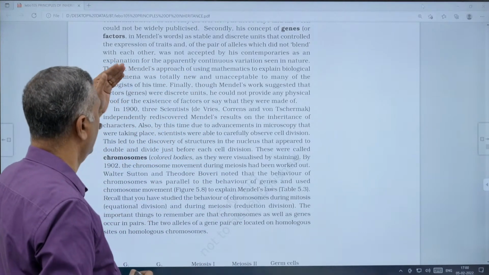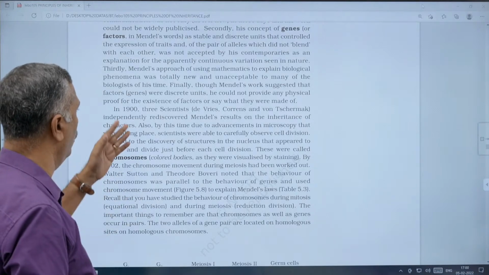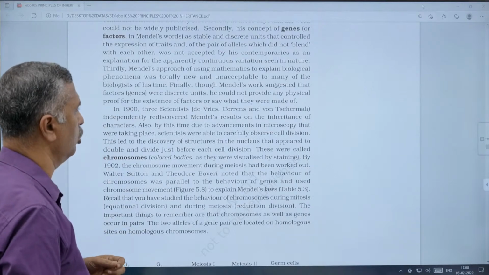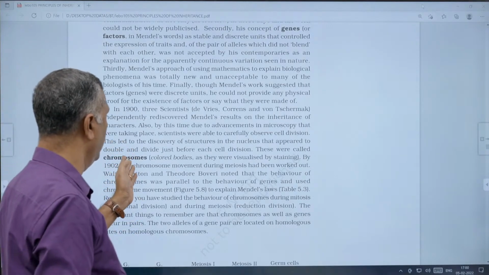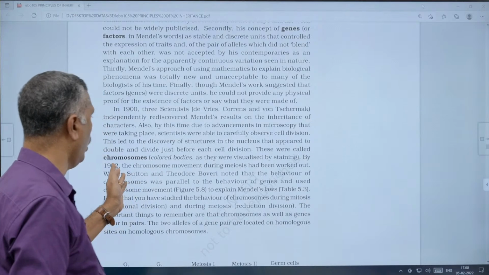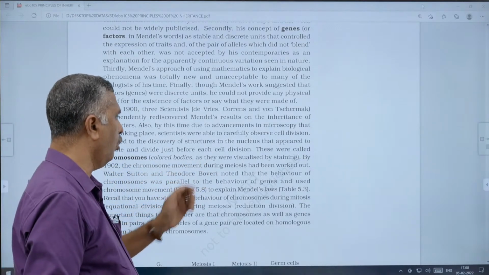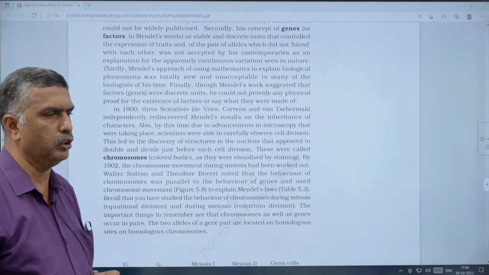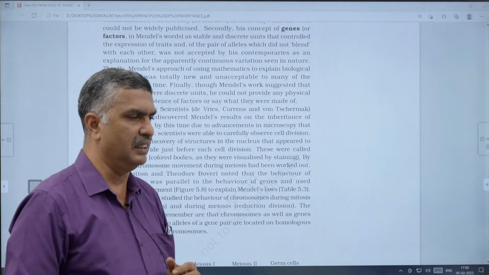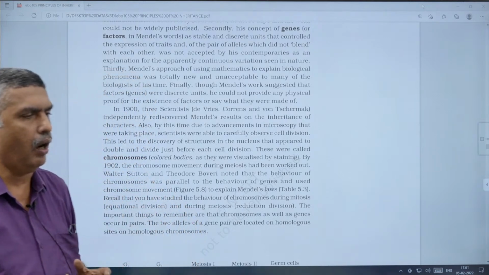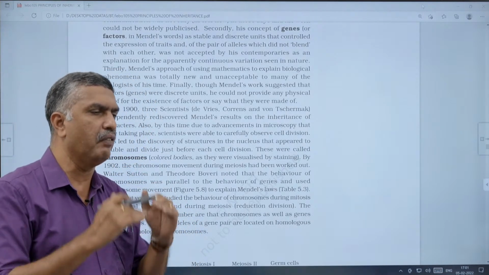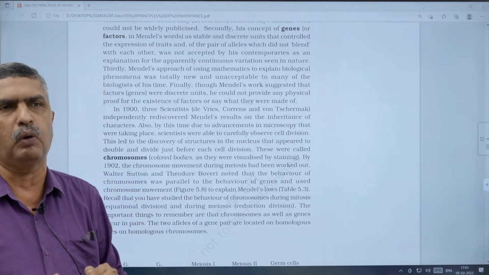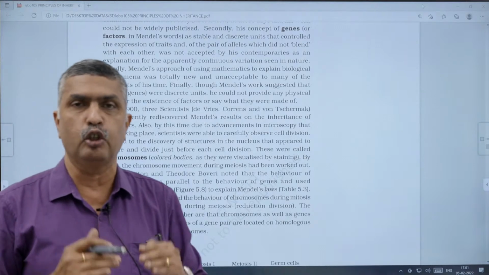Last class we discussed the genic level of inheritance, and now we start with the chromosomal basis of inheritance. It was studied by Walter Sutton and Theodore Boveri. The behavior of the chromosome was parallel to the behavior of the genes. That is a parallelism. Parallelism between chromosomes and genes was studied by Walter Sutton and Theodore Boveri.